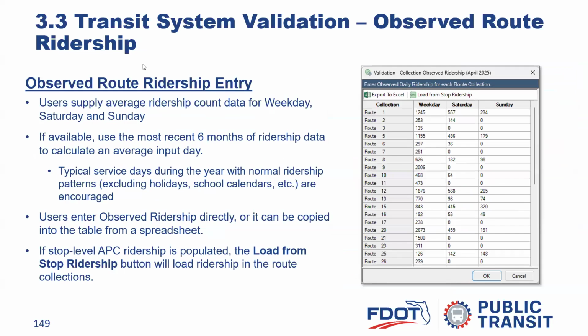All right, so here is the observed ridership entry. So essentially what you do is supply average ridership count data for weekday, Saturday, and Sunday at the route level in this case, but I mentioned it's really at the collection level. So whatever observed ridership data that you have, you would group your routes into collections to match that ridership data. So if available, use the most recent 6 months of ridership data to calculate an average input day. So typical service days during the year with normal ridership patterns. So holidays and school calendars, maybe, et cetera, are encouraged to be left out.